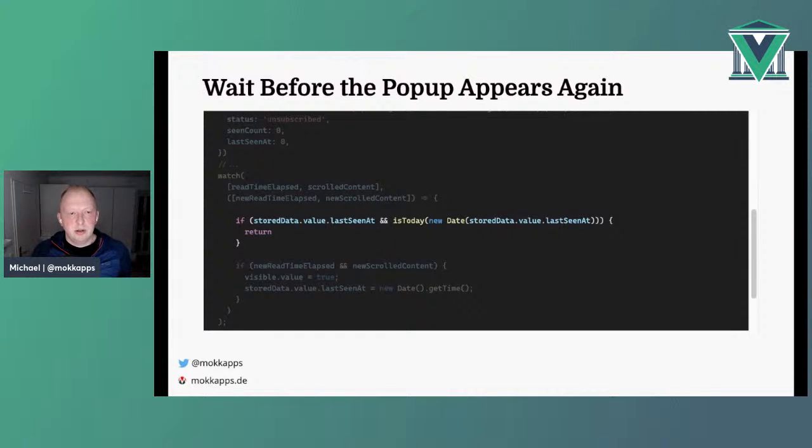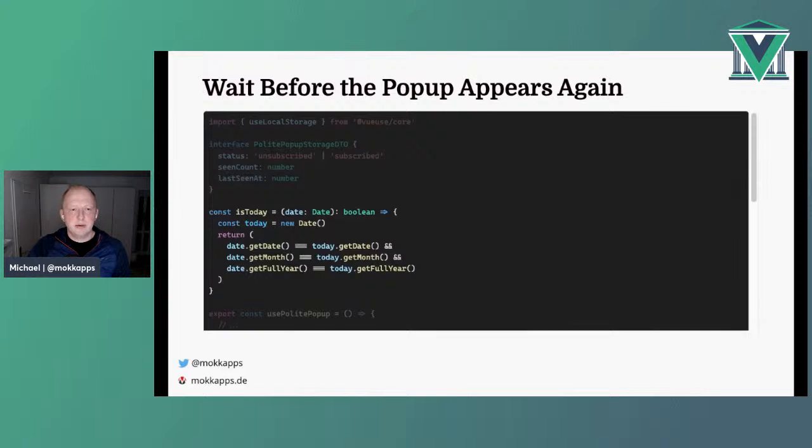And if the watcher runs, we can now add a guard. This guard checks if there is a last seen timestamp stored in local storage, and if this last seen timestamp matches today's date. So basically, if the pop-up appeared today, it will not be visible again. It will only be visible again to the visitor if he visits the page on another day. And this isToday logic is basically just a simple JavaScript function that does some date comparison.